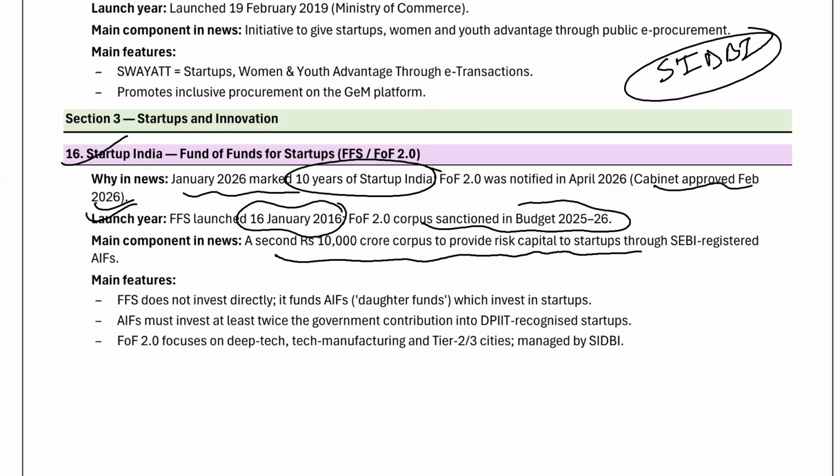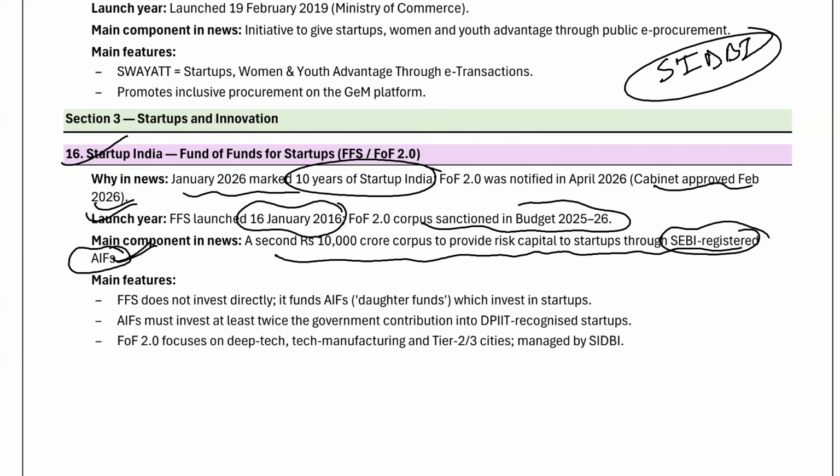corpus to provide risk capital to startup through SEBI registered AIF. Is it clear? Now, investment through AIF. AIF क्या होता है? Anyone can tell me in the comment box. It is alternate. क्या होता है AIF? Please tell me what it is. SEBI registered है. SEBI के अंदर this AIF is coming. Right? Very good, Twinkle. It is alternate investment fund.